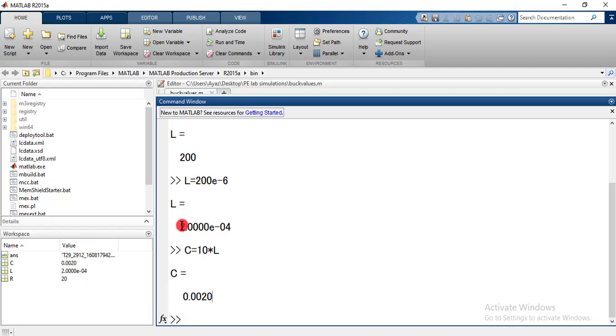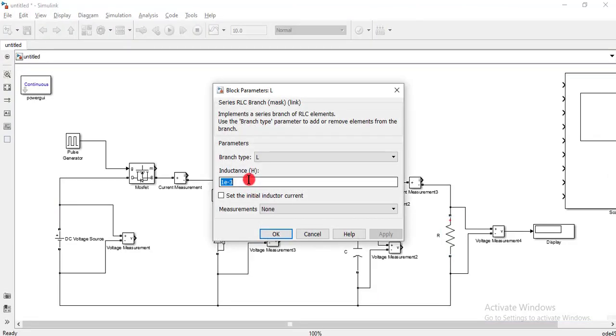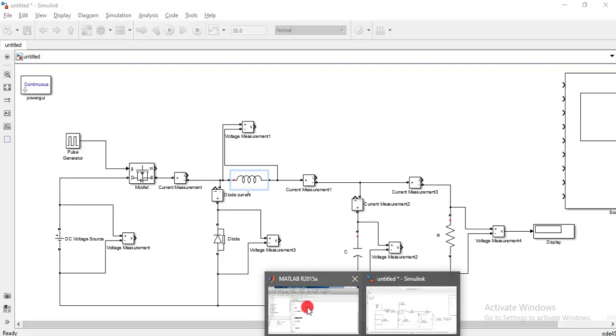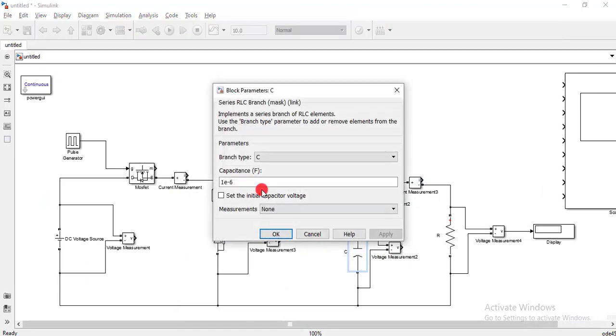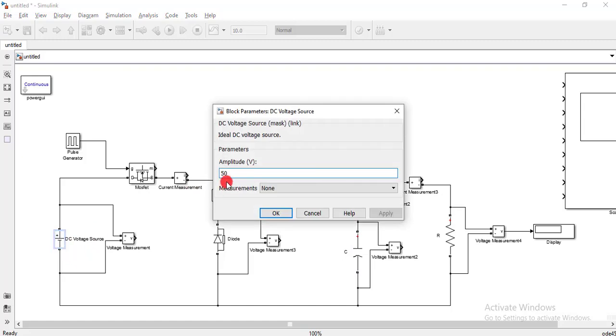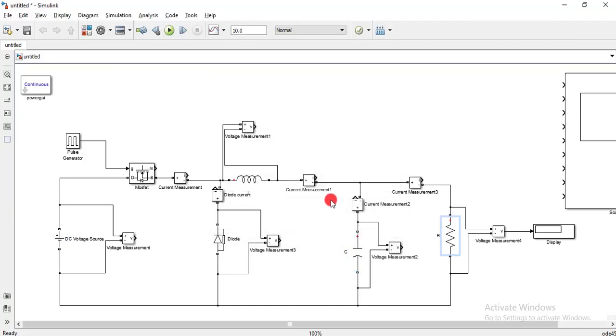Okay, now I am placing value of inductance here, and value of capacitance will be here. 50 volt input, this is inductance and this is capacitance. Here it is 20 ohm load.